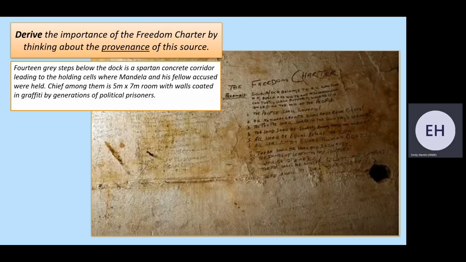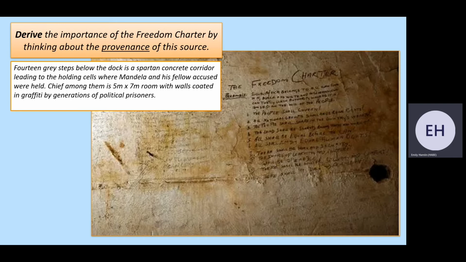And have a look at its provenance. Remember I said provenance is where it came from, who wrote it, where it's kept. This is not the Freedom Charter itself. This is an image from 14 grey steps below the dock in a Spartan concrete corridor leading to the holding cells where Mandela and his fellow accused were held before trial. Guys, this was written below the dock, below where they were being tried for going against the government. Somebody has written this on the wall.